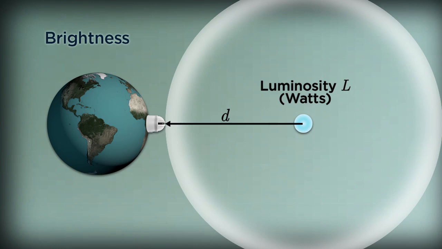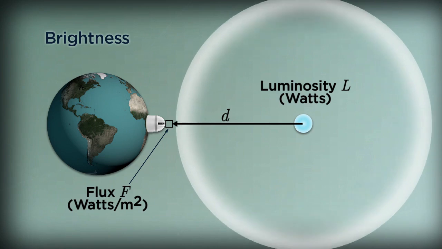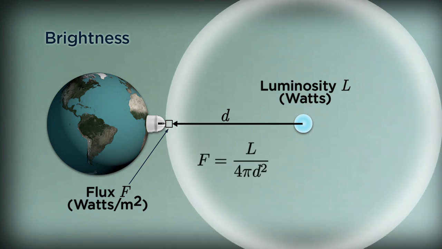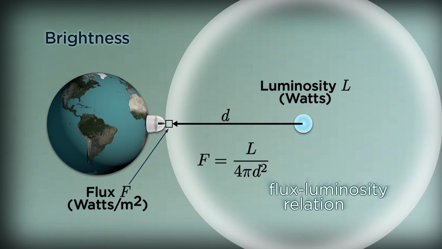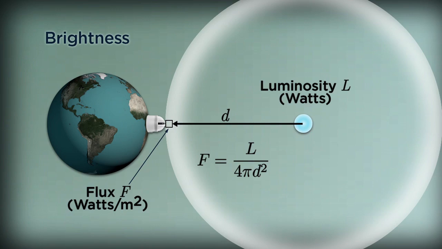And we can't measure L directly. Instead, we've got a telescope with a certain collecting area, and we measure the power that's received by the telescope. We can then calculate the power per unit area, which we call the flux, F. From our diagram, F equals L divided by the surface area of the sphere, 4 pi d squared. That's an important equation, the flux luminosity relation. F equals L divided by 4 pi d squared. It's another example of an inverse square law. The flux goes down as the inverse square of the distance.